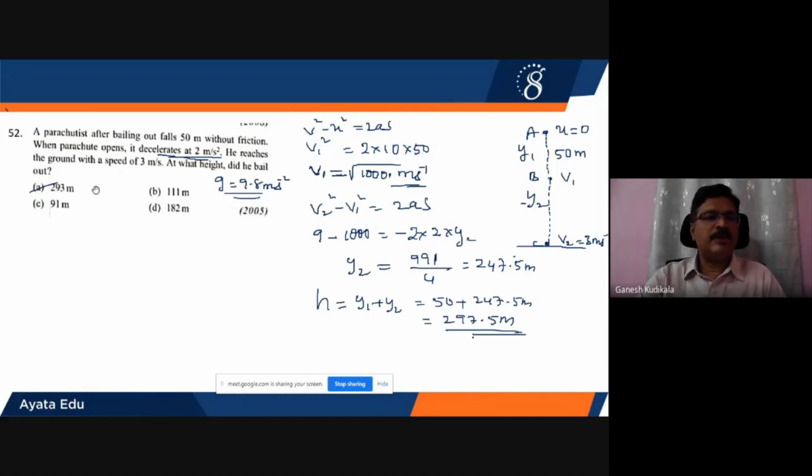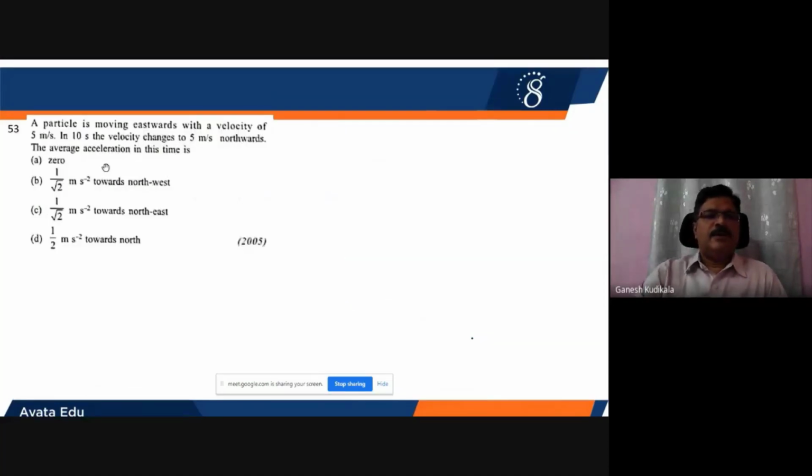Right, children, let us move on to the next problem. A particle is moving towards east with a velocity of 5 meters per second. So the velocity of the particle along the x-axis will be equal to 5 i cap, and its velocity changes towards north. The velocity along the y-axis now will become 5 meters per second, this is into j cap, this also in meters per second.